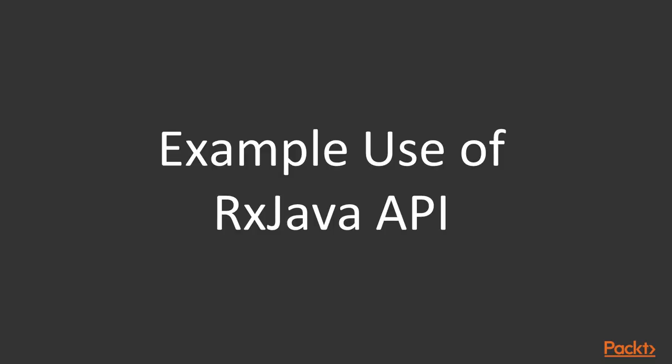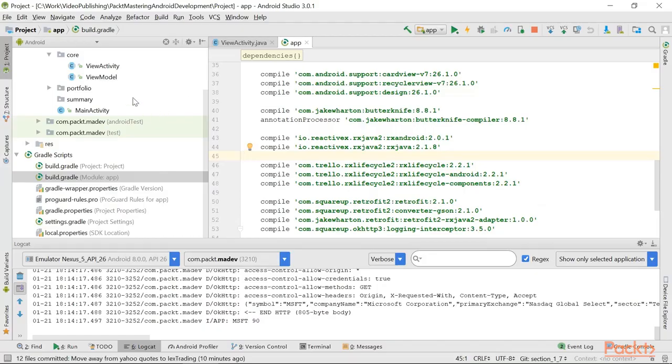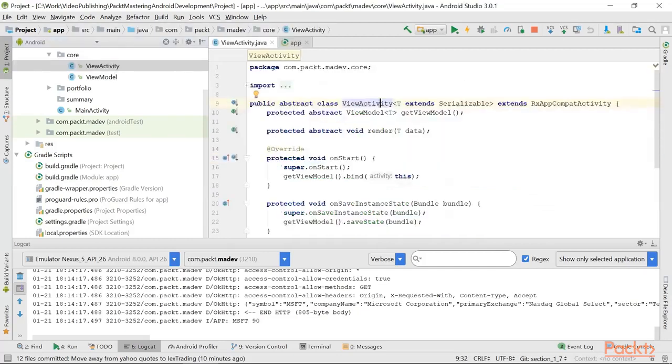Example use of the RxJava API. In this example, we're going to take a look at how to make our current views reactive. So here we have this view activity. A few things are happening here. Before we had this view interface, but now we changed it to the view activity. In the end, it's going to be a simpler way to have the same functionality, and it's going to be more generic, more robust. As before, we have some generics, and they are used to parameterize the data class.